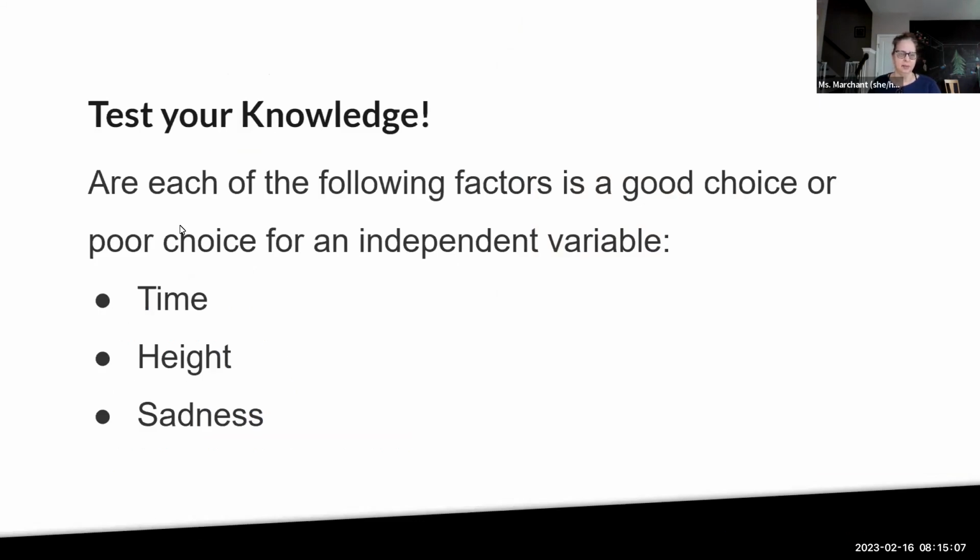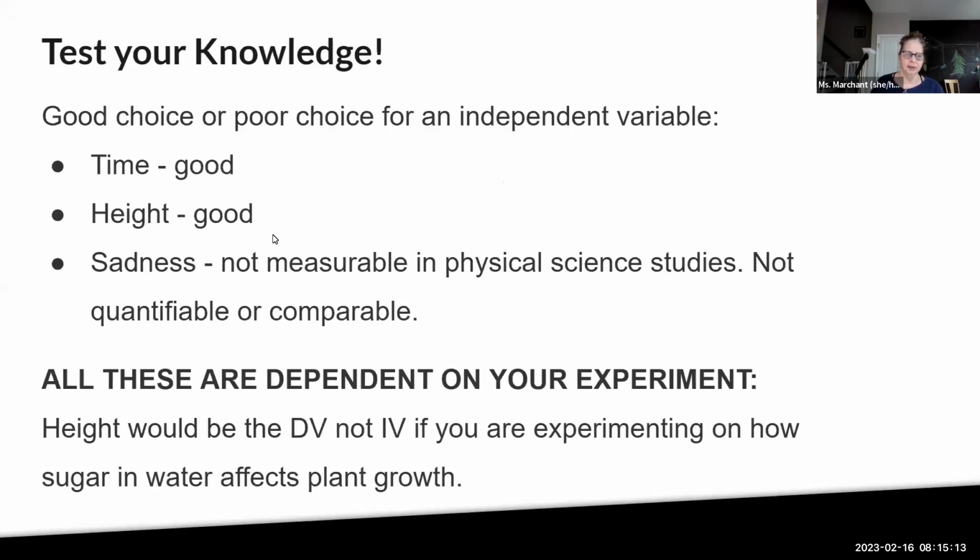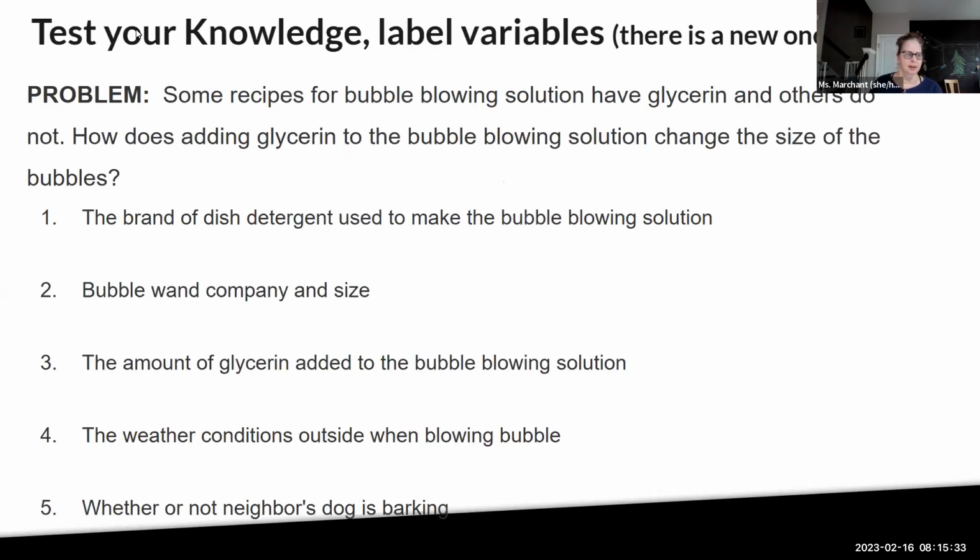Okay. Are these guys poor or good choices for independent variable? So time can be a good choice. Height can be a good choice. Sadness is not measurable. Same with happiness earlier. Could time and height both be dependent variables? Definitely. So again, think about what's going on. And that's why making specific hypotheses is really helpful. Okay, all right. So let's see if we can test this.